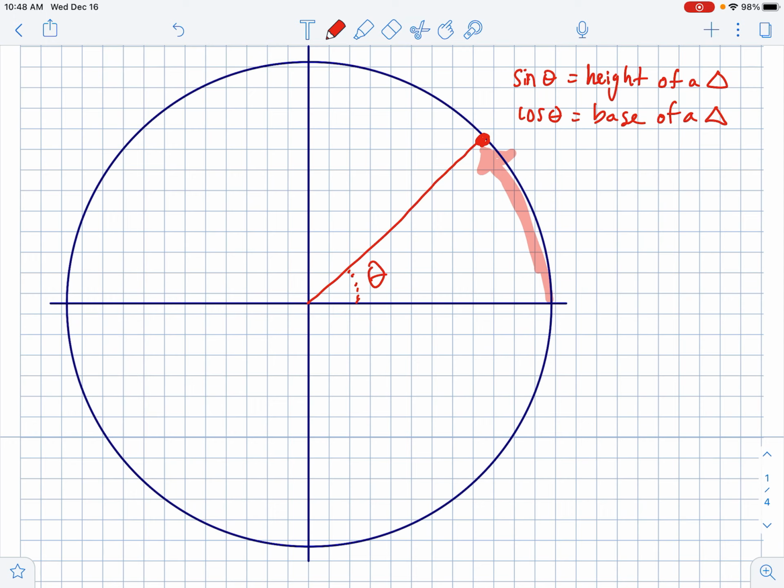Now, any spot on the unit circle, you can always turn it into a right triangle by dropping a line down to the x-axis, a right angle line, and then the base would be this right here. So we know that the hypotenuse is 1. We know this because it's the unit circle, so every hypotenuse is going to be 1. But this height right here is going to be sine of theta, and the base is going to be cosine of theta.